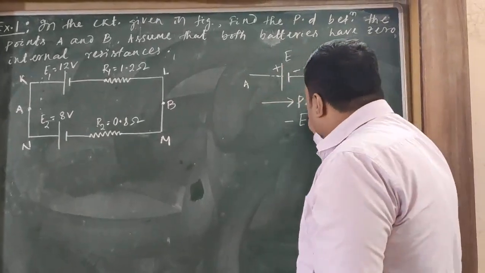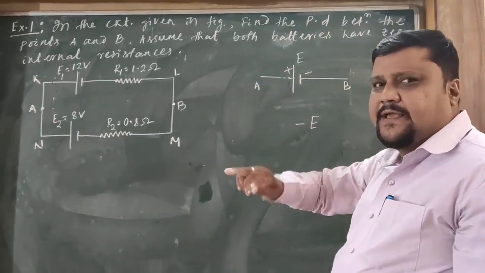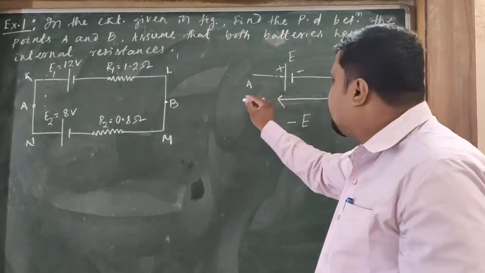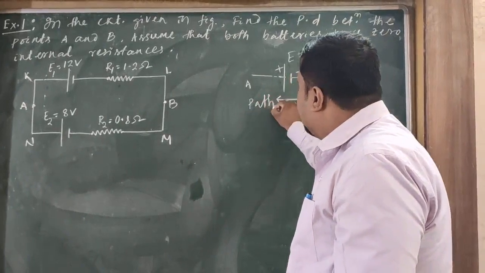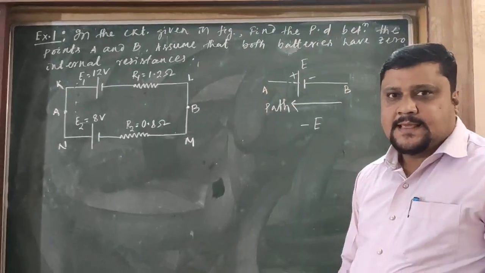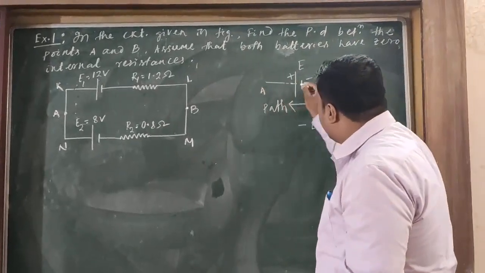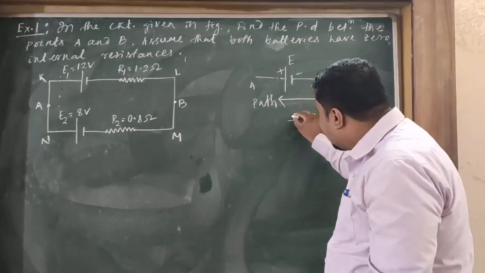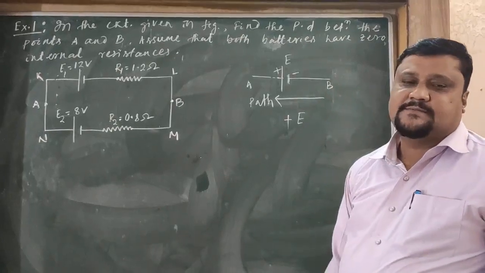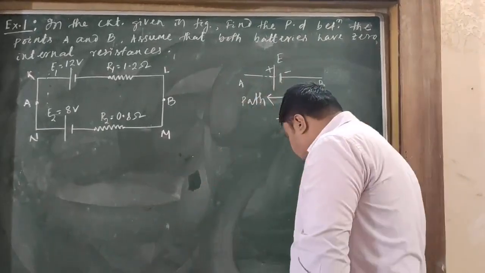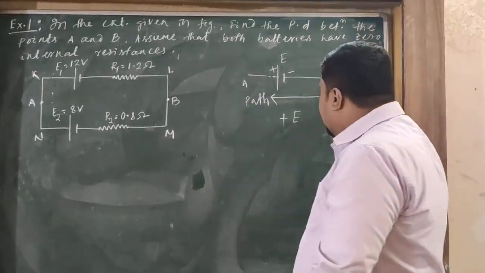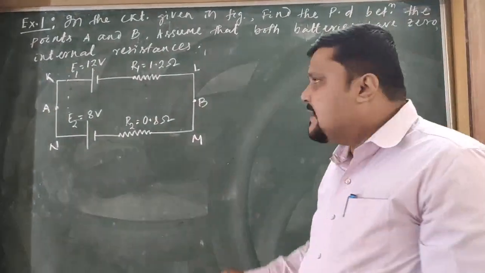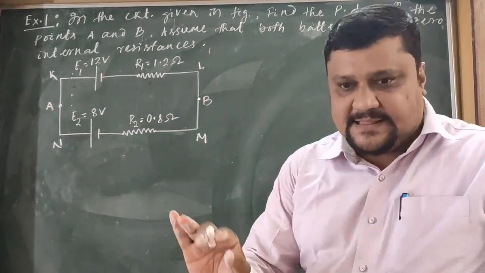Clear? Then if in the same circuit you choose the path from B to A, when you move from B to A, which terminal do you encounter first? The negative terminal. So in that case, I will take this as plus. That is the simple sign convention. It means you can choose your sign as per your convenience, so that's why it is called a sign convention.